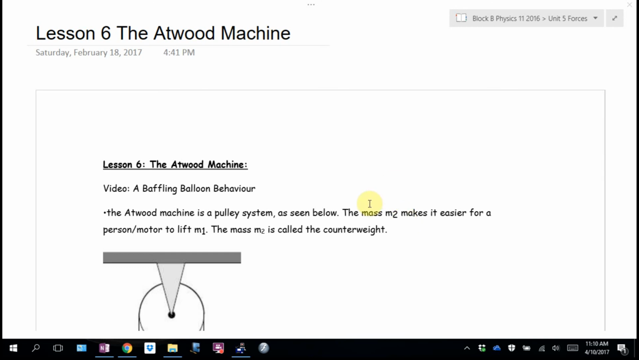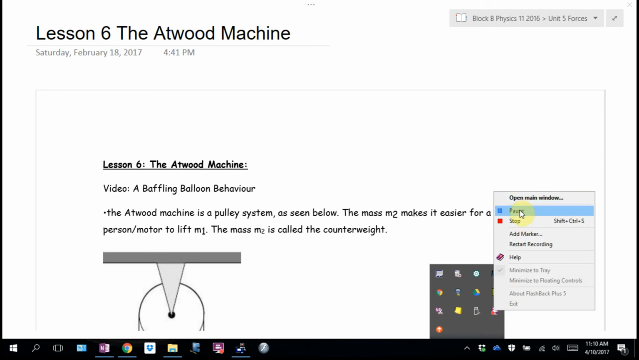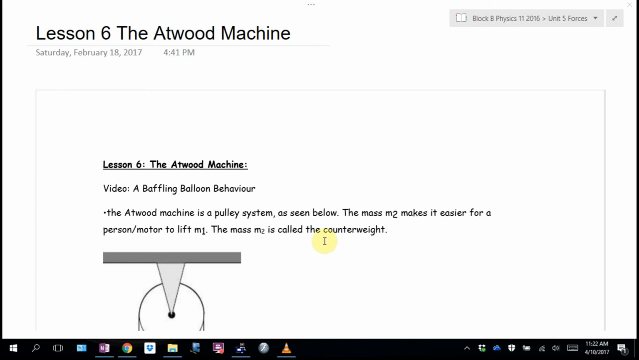Here's an experiment that you can try on your own. Put your pencil down. We're going to go for a few minutes, and then I'm going to pause.